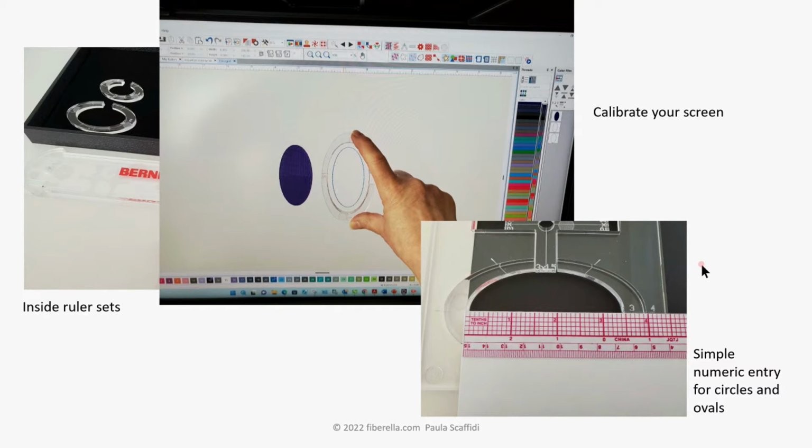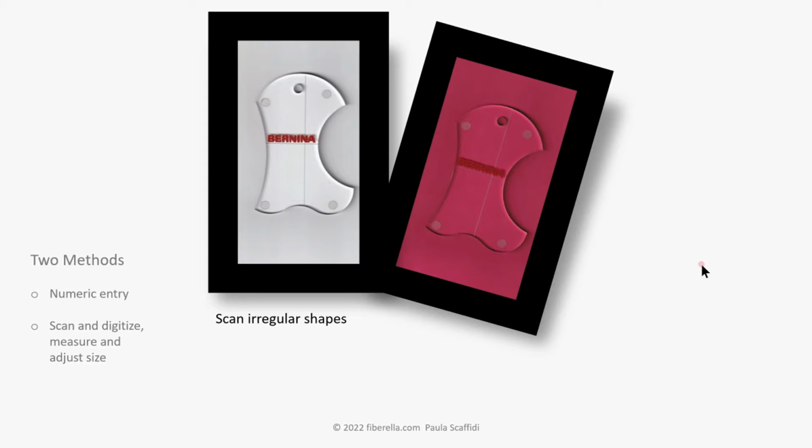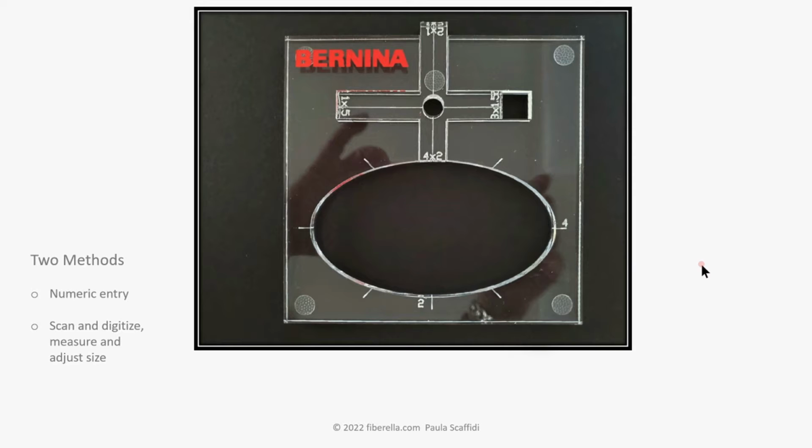Simple numeric entry for circles and ovals is quick. It takes a little bit longer when you have irregular shapes, but it's fun to scan them. You can digitize right over the scan, measure the acrylic ruler, and then make sure what you digitized is the correct size. Not hard to do, just a couple extra steps.